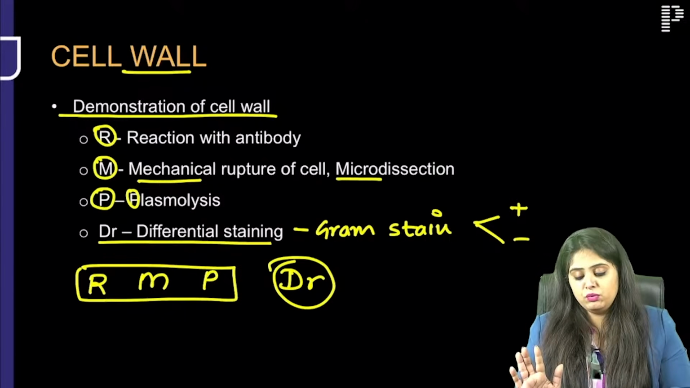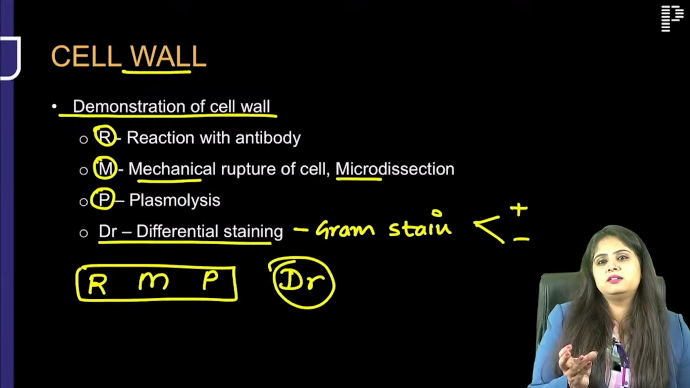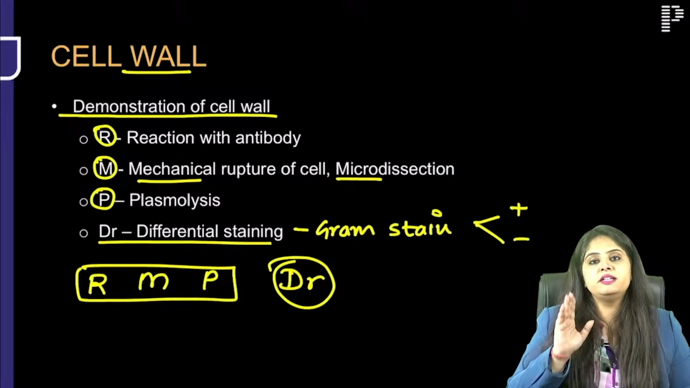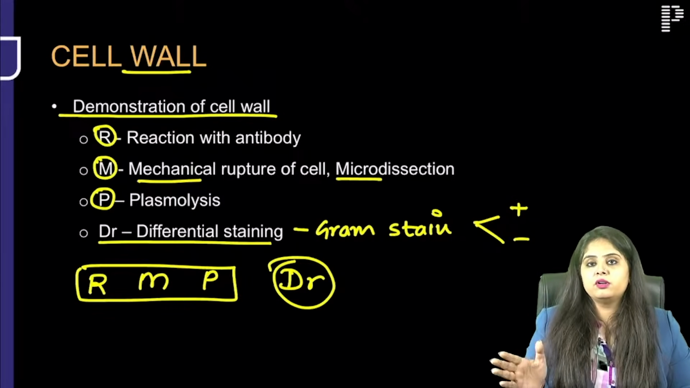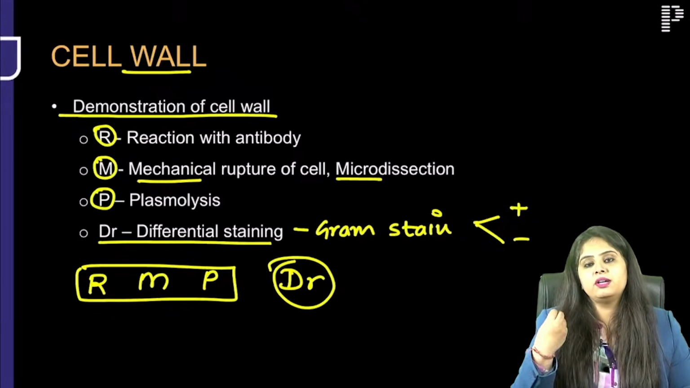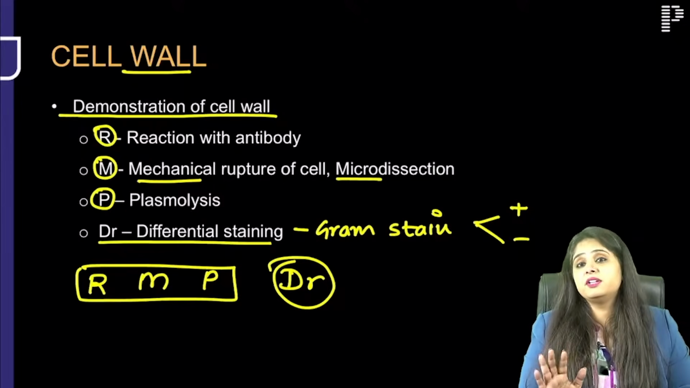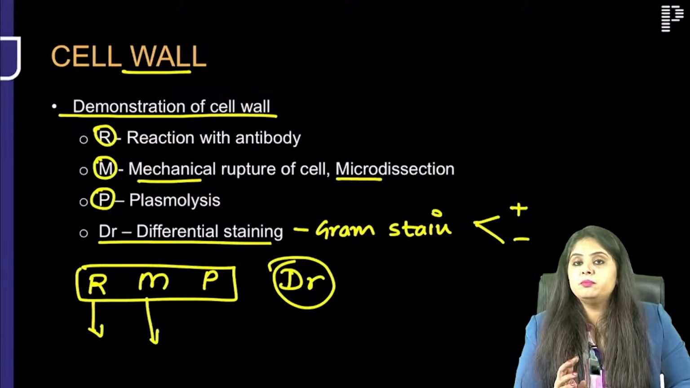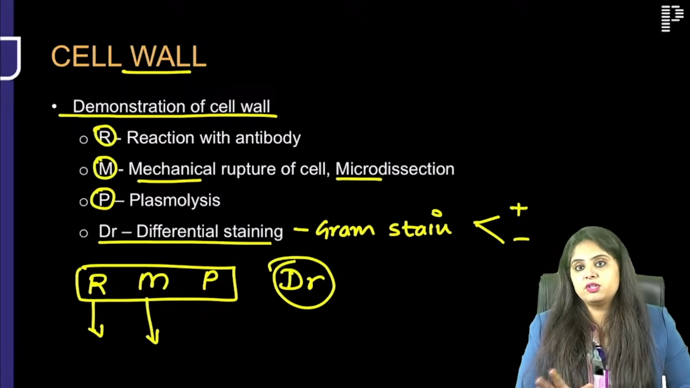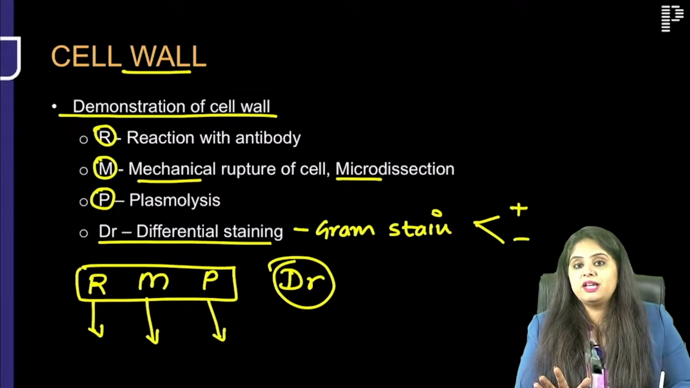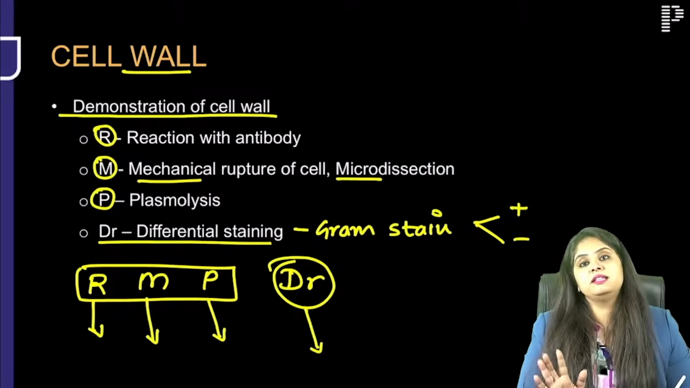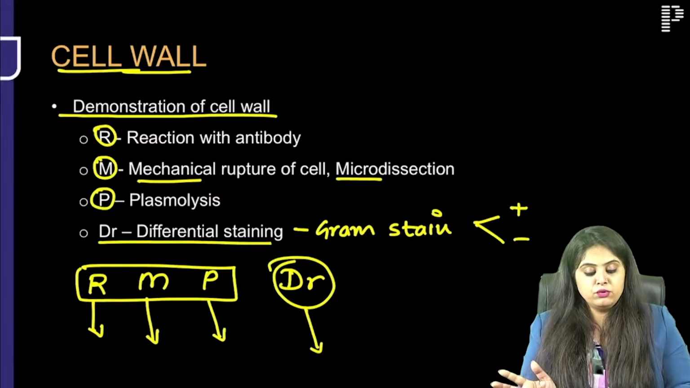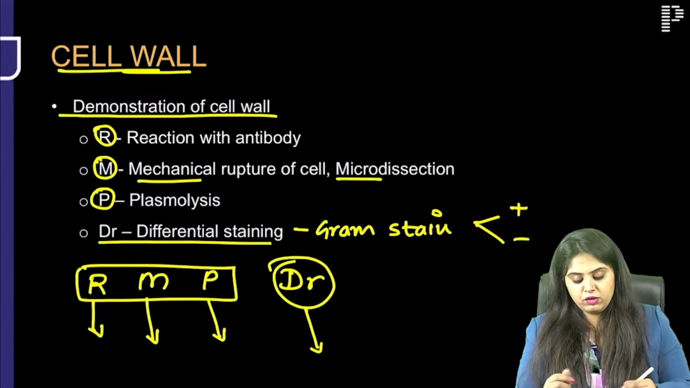You don't have to know, there will be 5% of microbe, where I will say detail mein mat jao. Don't break your head over it, ratta lagao and forget it, because these techniques will never help you anywhere. So either you react with an antibody, or you try to break it mechanically, so mechanical rupture and micro dissection, plasmolysis and differential staining, that is gram staining. That is how you do the detection of a cell wall. Cell wall also done. Now let's move forward.